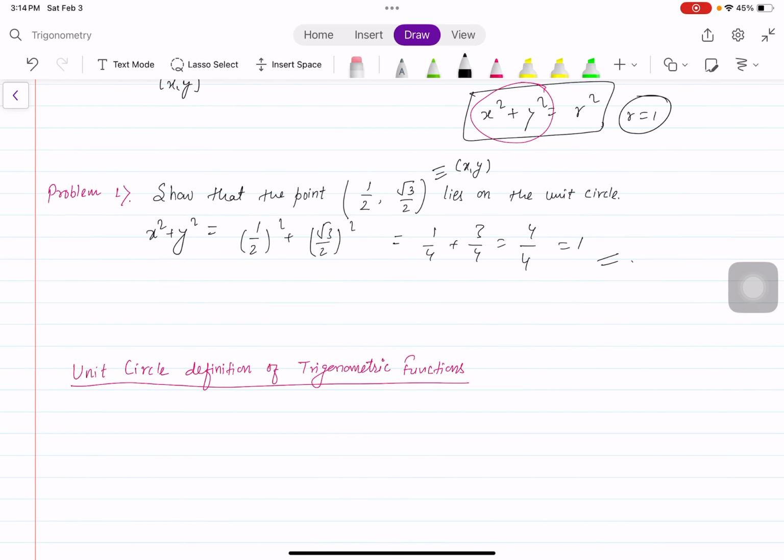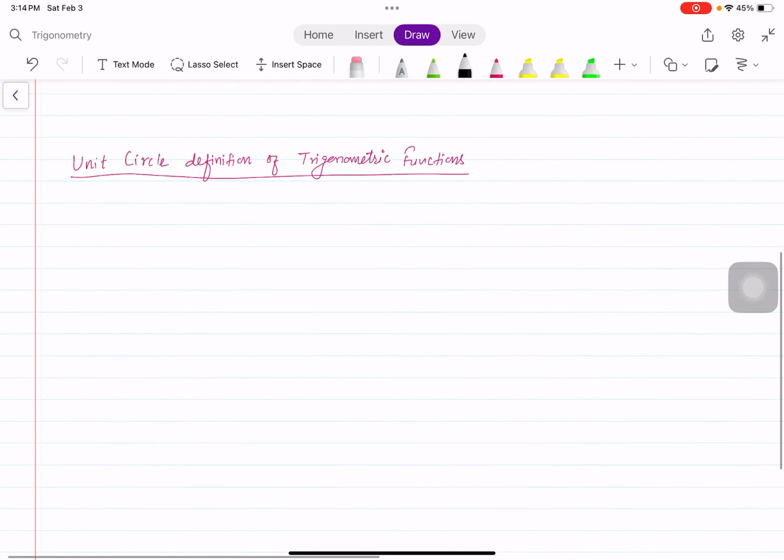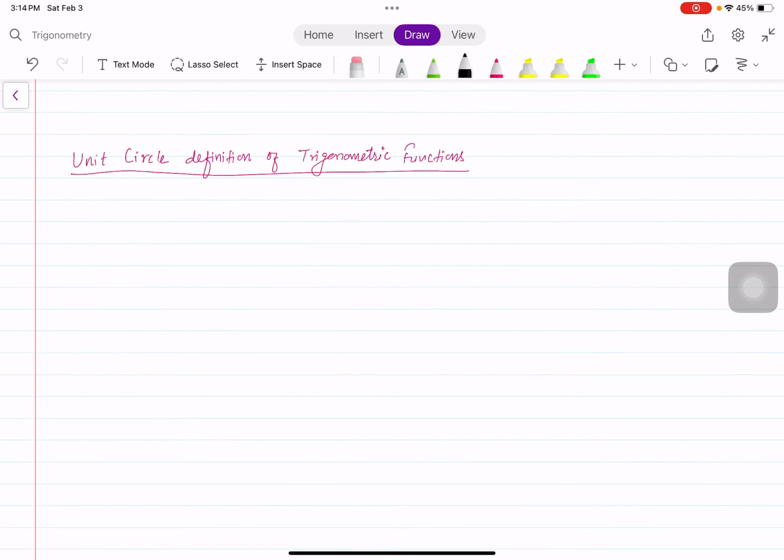So remember, whenever any point is moving, if this value is 1, it is on the unit circle. If this value is greater than 1, it means that the point is somewhere outside the circle. If it is less than 1, the point is moving inside the circle. This is just for the visualization. Next, we are going to define the unit circle definition of trigonometric functions.